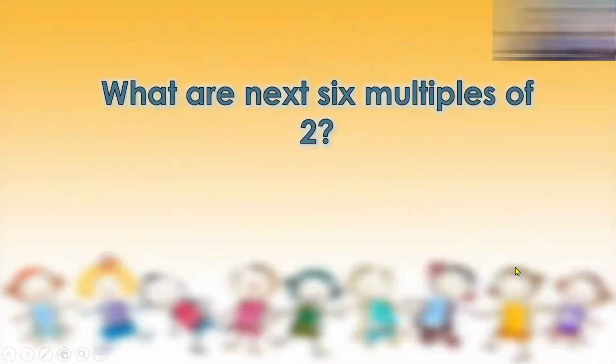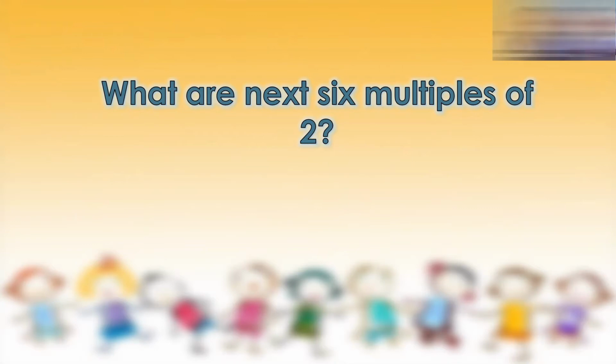Now, what are the next 6 multiples of 2? Next 6, meaning, the first one that I showed you are the first 4, right? It is asking here, what are the next 6 multiples of 2? So, meaning we need 6 more. 6 more multiples of 2. And we are done with 8.